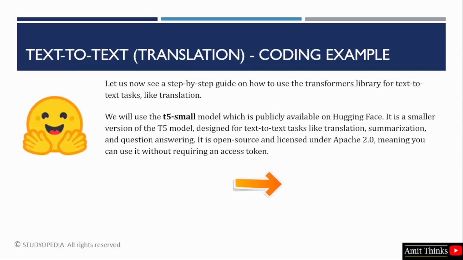Now let us see an example to perform translation using the Hugging Face transformers library. In this we will use a model, t5-small, which is publicly available on Hugging Face. This model is a smaller version of the T5 model and can be used for tasks like summarization, translation, and even question answering. Let us see the example on Google Colab.